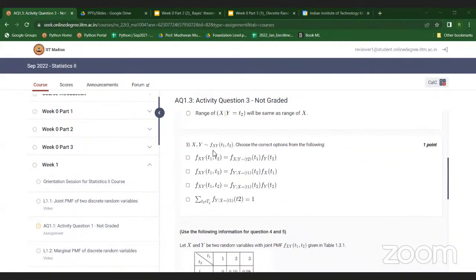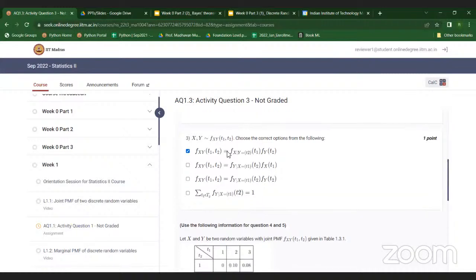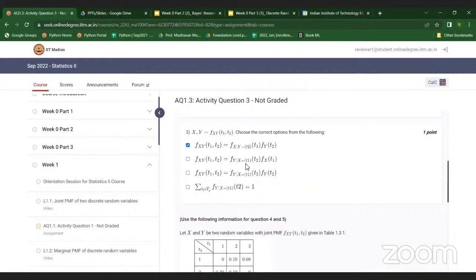Okay, we'll move on to the fourth question. X, Y has joint pmf fxy of t1, t2. Choose the correct options. This is nothing but what we told earlier: the probability of X equals t1 given Y equals t2 is fxy of t1, t2 divided by fy of t2. They just rearranged that formula. So you get the first option, fxy of t1, t2 equal to the conditional of X given Y equals t2 multiplied by fy of t2. This is also correct.